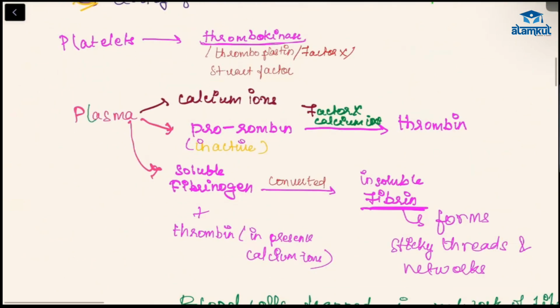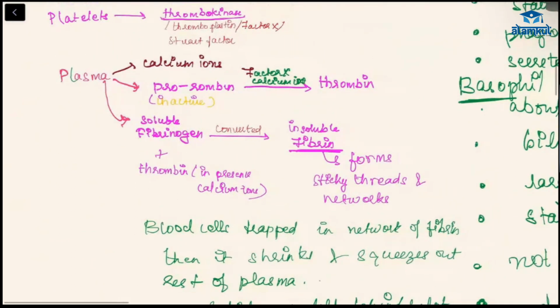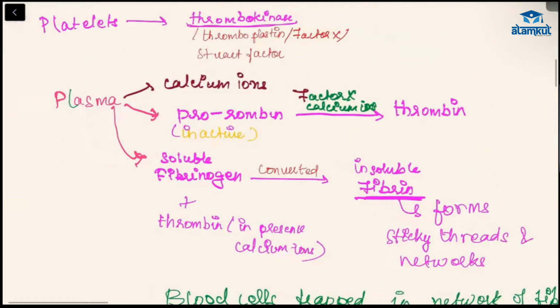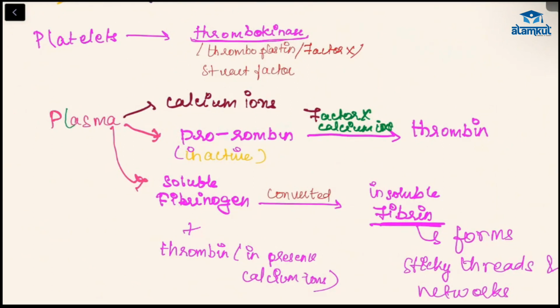Yes, ma'am. So this thrombokinase will help in the clotting of blood. It is also called factor X, and you can see the names on the screen. Now the plasma contains calcium ions and prothrombin. This prothrombin is in an inactive stage.